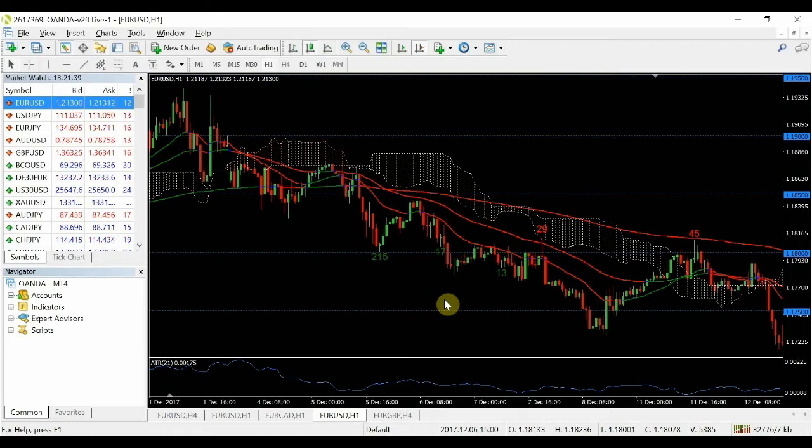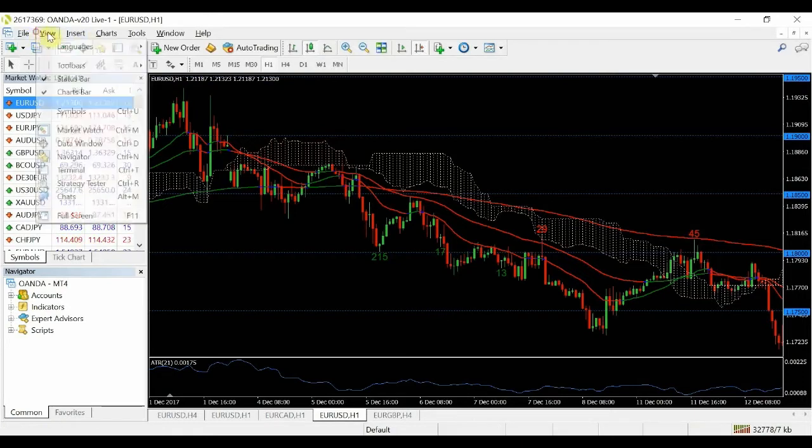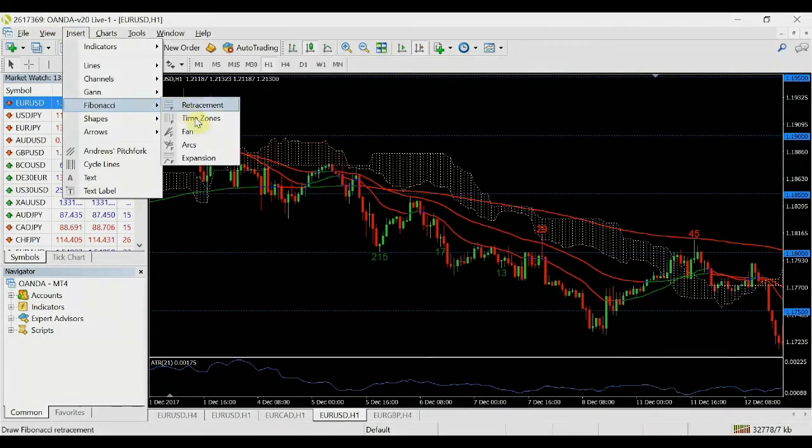Now let's have a look at the profit target. So again, like I said, I used the fib expansion.